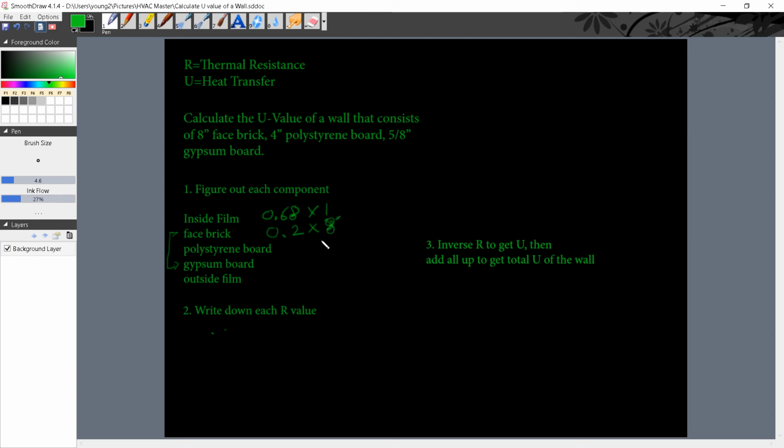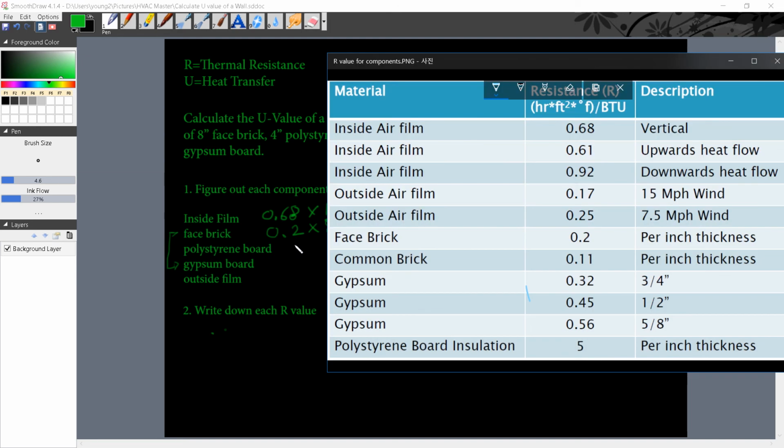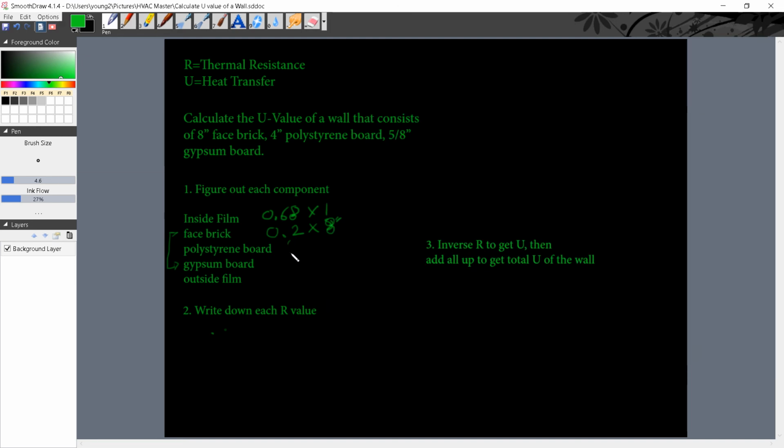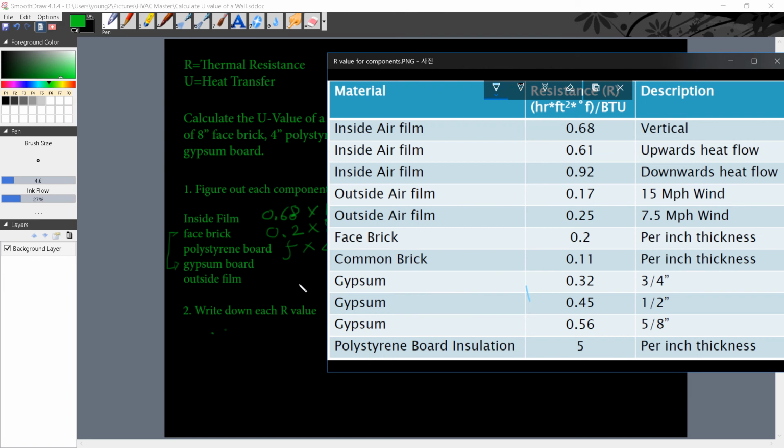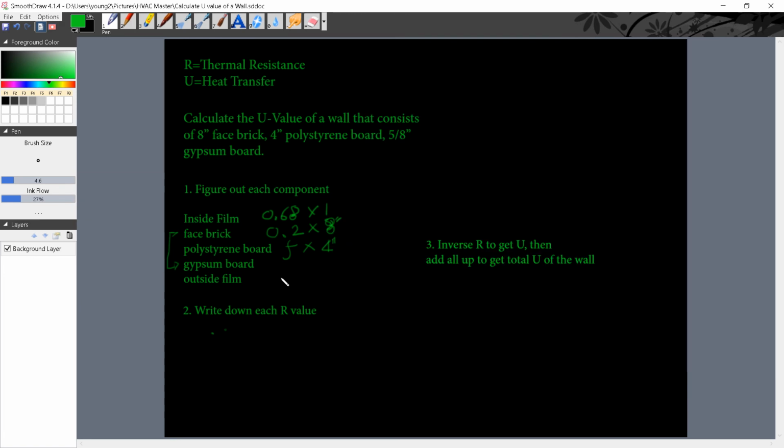So that's it. Okay, let me write it again. Inches. There you go. Now polystyrene. Polystyrene is 5, so 5 times the polystyrene board, and we're given 4 inches. And you see, just to verify, it's per inch thickness, right? So 5 times 4.